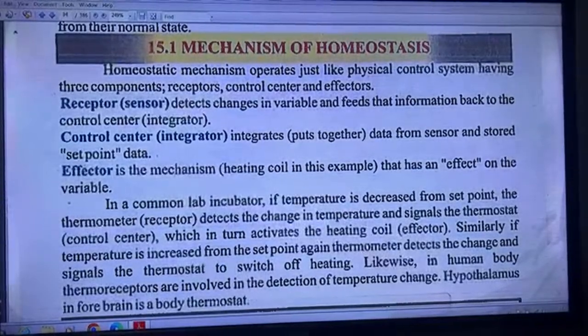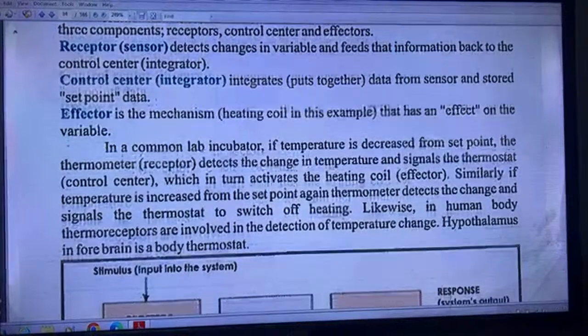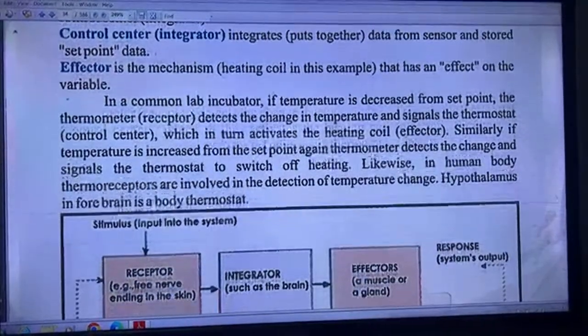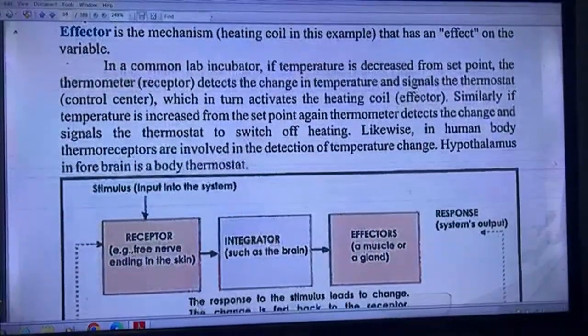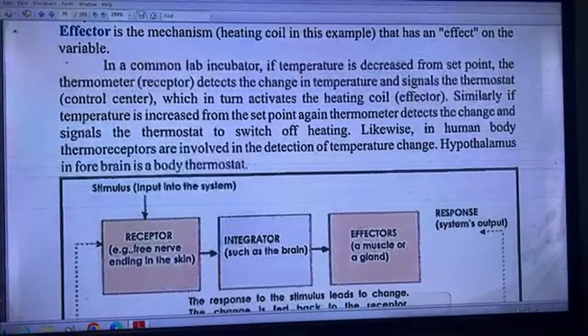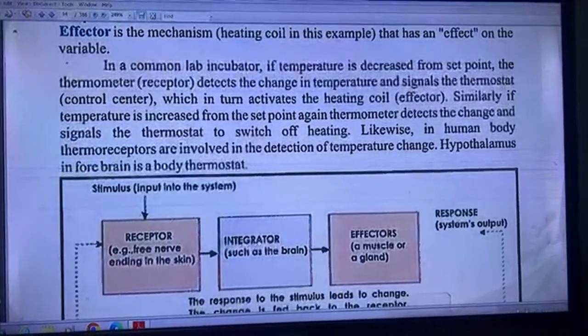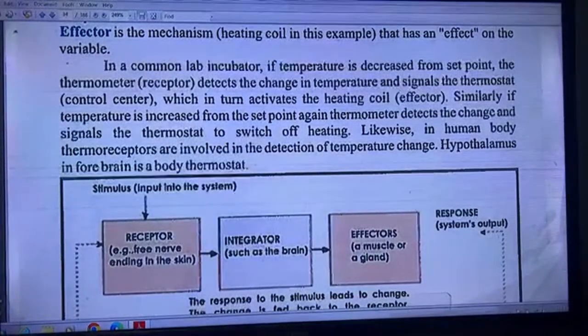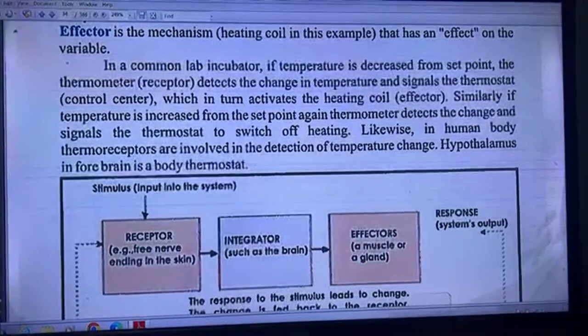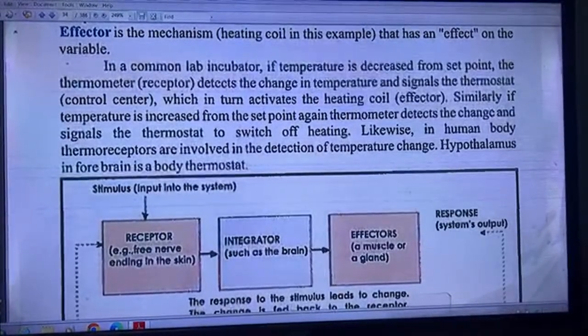In a common lab incubator, if the temperature is decreased from the set point, the thermometer receptor detects the change in temperature and signals the thermostat control center, which in turn activates the heating coil effector. Similarly, if the temperature is increased from the set point, again the thermometer detects the change and signals the thermostat to switch off heating. Likewise, in the human body, thermoreceptors are involved in the detection of temperature change.